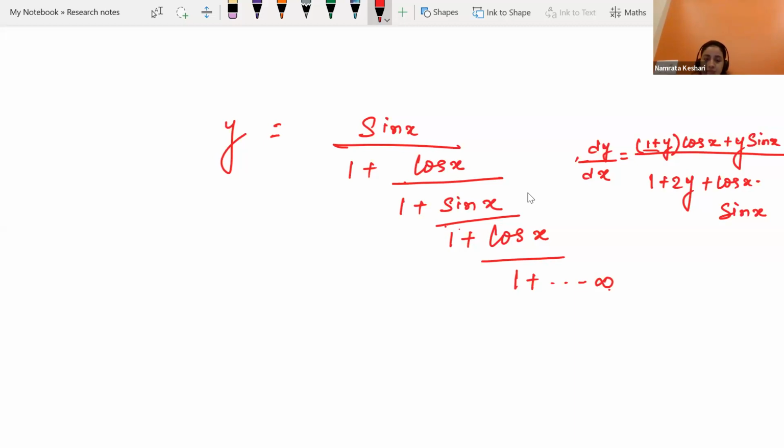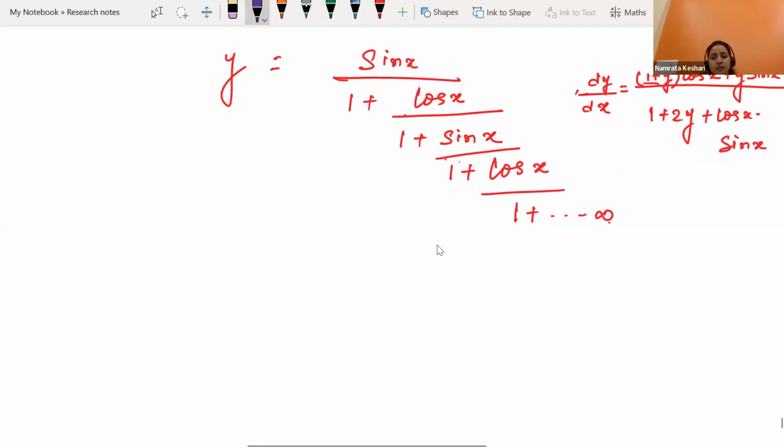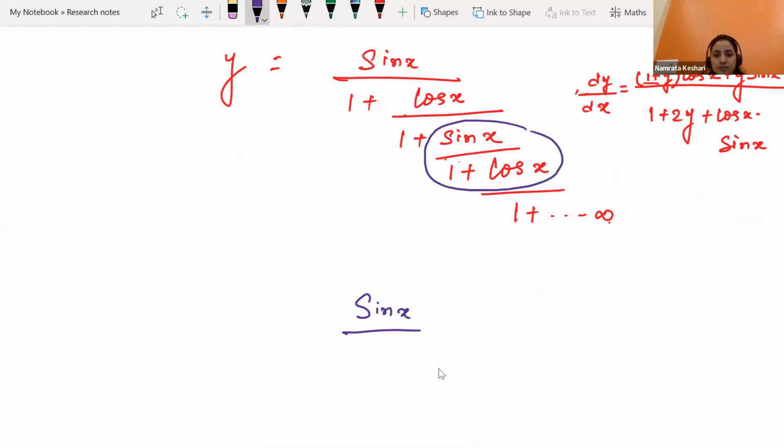Should y come after the denominator, like after the first cos x? The first cos x, let's identify the pattern. So here we have cos x by 1 plus sin x, again cos x by 1 plus sin x. This is how we are getting the pattern, right, Annapurna? Yes. So it should come after 1 plus, then y. Yes, it should come after 1 plus. Actually, from here we are getting the pattern. It is getting repeated, right? Yes. Okay.